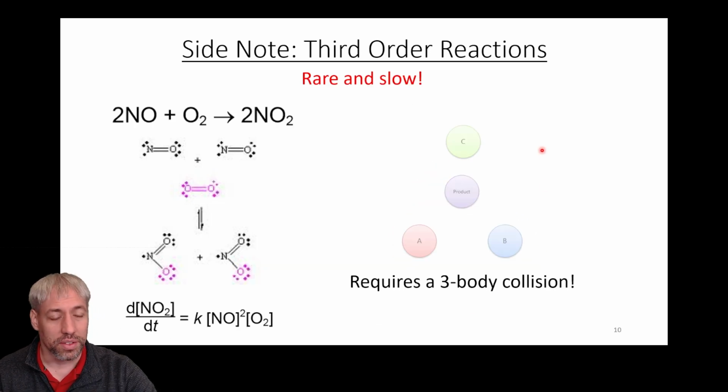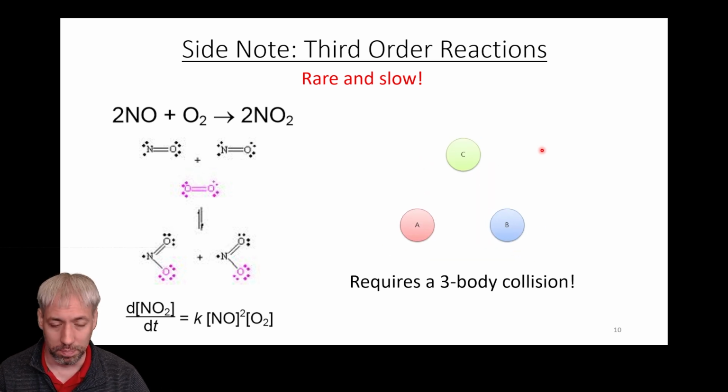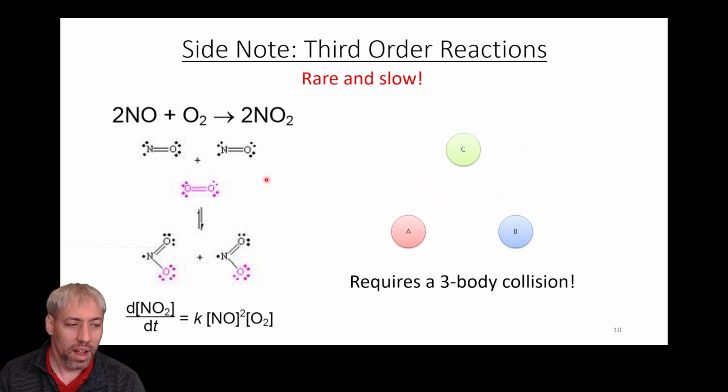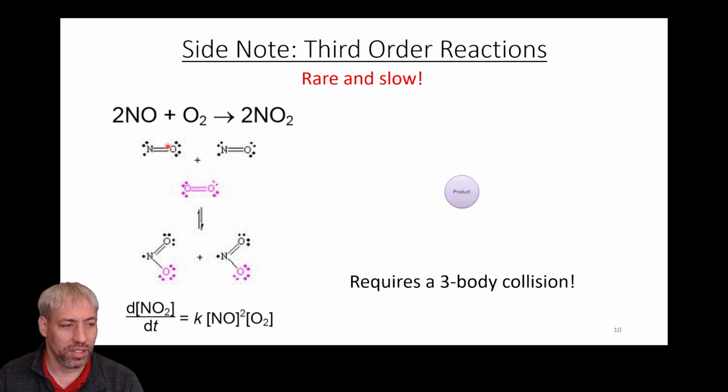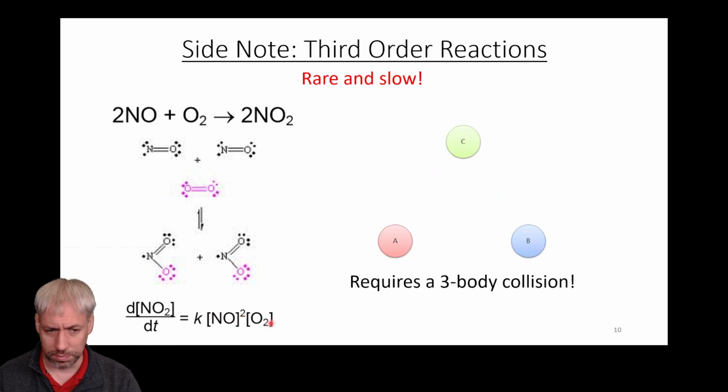Just a quick side note, third order reactions do exist, but they are very rare and very slow. There's probably many of these that exist, but we don't see them often enough to actually measure them. But here's one particular example. If you take two NOs plus an O2, and that's the stoichiometry in the reaction, coincidentally, this is a third order reaction with a rate law that looks like this: rate is equal to k times the concentration of NO squared times O2.